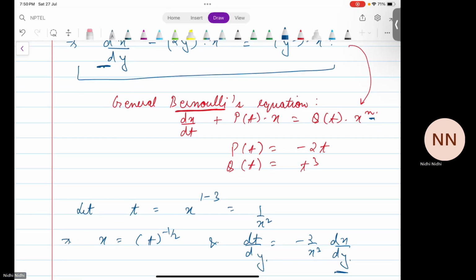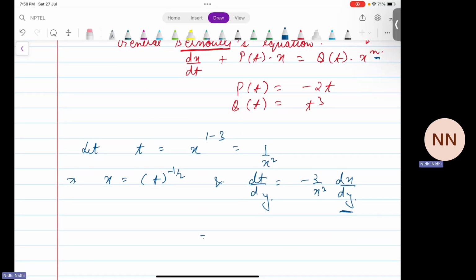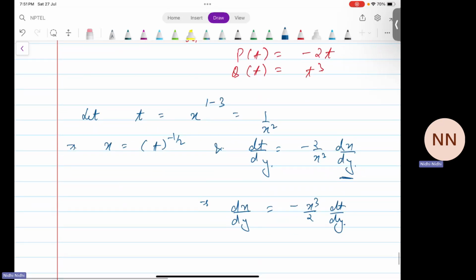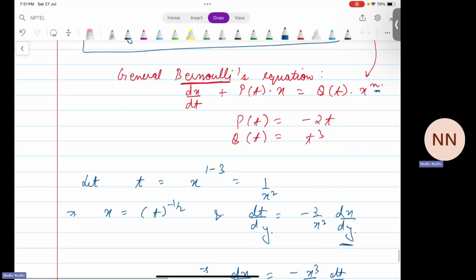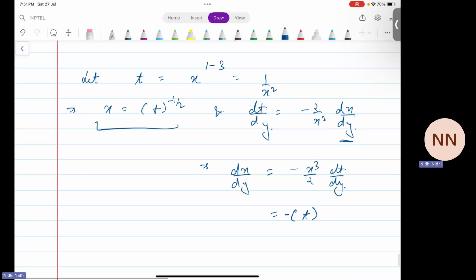So this gives us that dx by dy is equal to minus x cube by 2 dt by dy. Now what was x in terms of t? Mainly we are trying to convert our problem in terms of t and y so that we get rid of x. So what was x? x is t to the power minus 1 by 2. This gives us minus t to the power minus 3 by 2, by 2, dt by dy.